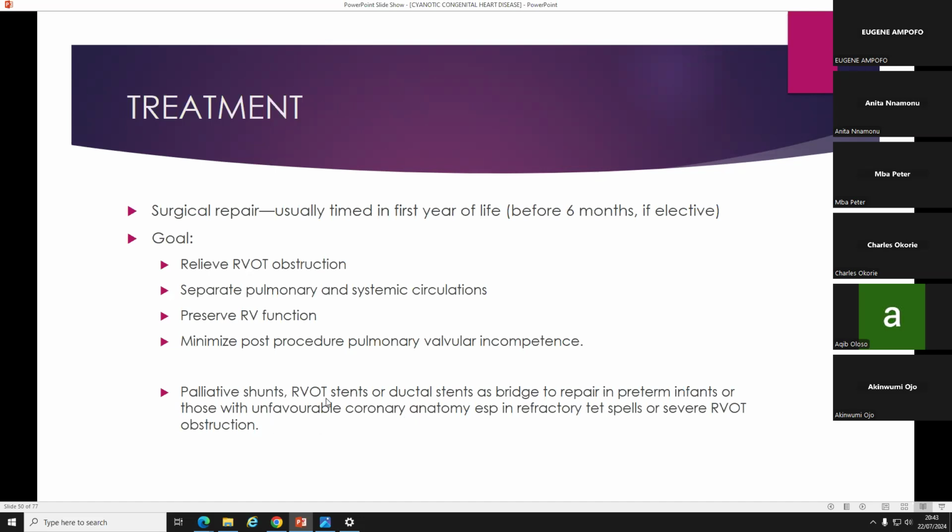Palliative shunts, right ventricular outflow tract stents, or ductal stents can be used as a bridge to repair in preterm infants, so they are too small for surgery, or in those with unfavorable coronary anatomy, especially in refractory TET spells or hypercyanotic spells, or those with severe right ventricular outflow tract obstruction.